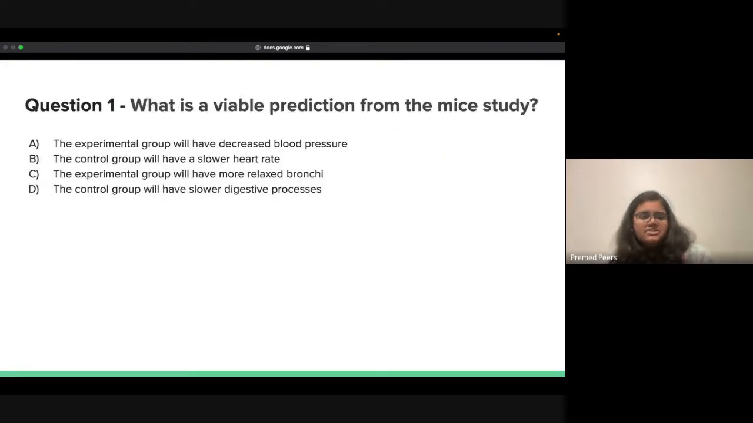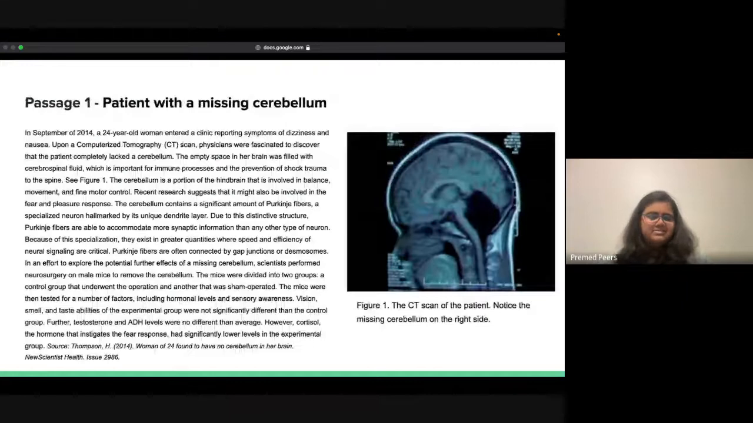Okay, so the first question is asking, what is a viable prediction from the mice study? In order to answer this question, we need to go back to the passage and look at what our experimental results were from the mice study. Here it says the mice were divided into 2 groups, a control group that underwent the operation and another that was sham operated. So the operation being removing the cerebellum. And the mice were then tested for a number of factors, including hormonal levels and sensory awareness.